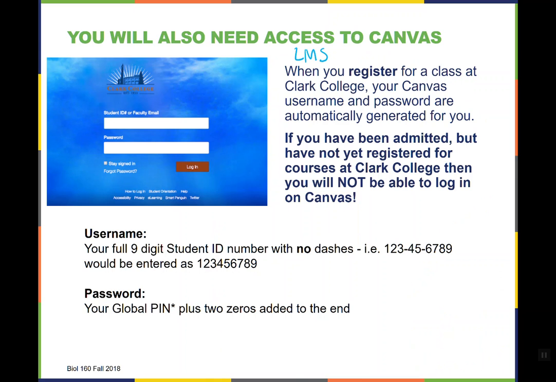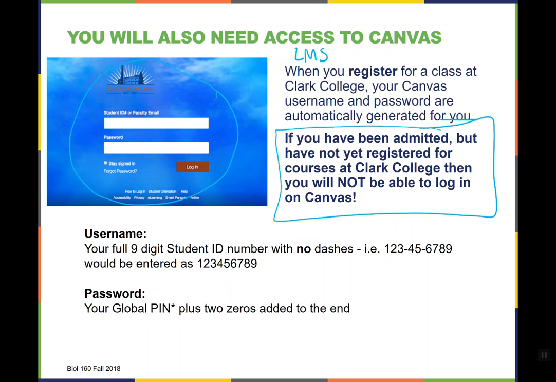So when you register at Clark, your Canvas username and password are automatically generated for you. If you have been admitted but not yet registered, then you will not be able to log into Canvas. But I assume if you've made it this far, you are registered for at least one or two courses. So you all should be able to do this. So this is what the Canvas start page for Clark looks like. And the link to get to this page is on the student homepage at Clark.